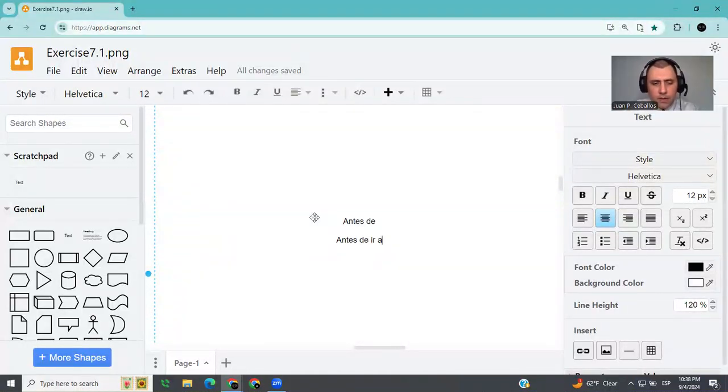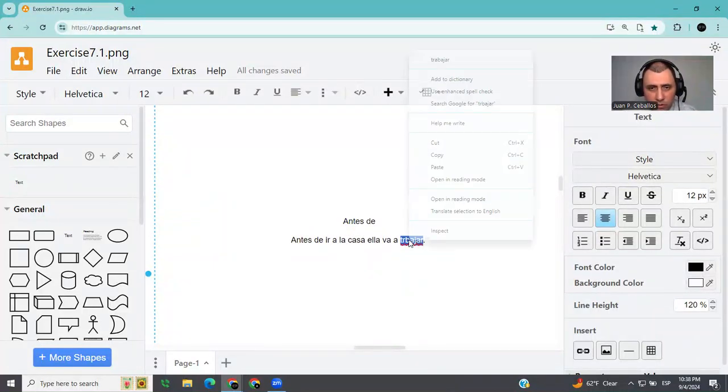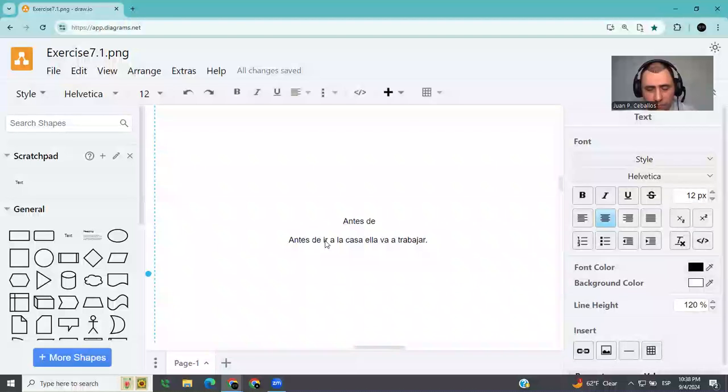So I'm going to give you an example. Antes de ir a la casa, ella va a trabajar. Okay. Before going to her house, before going to the house, she's going to work. Okay. Antes de.